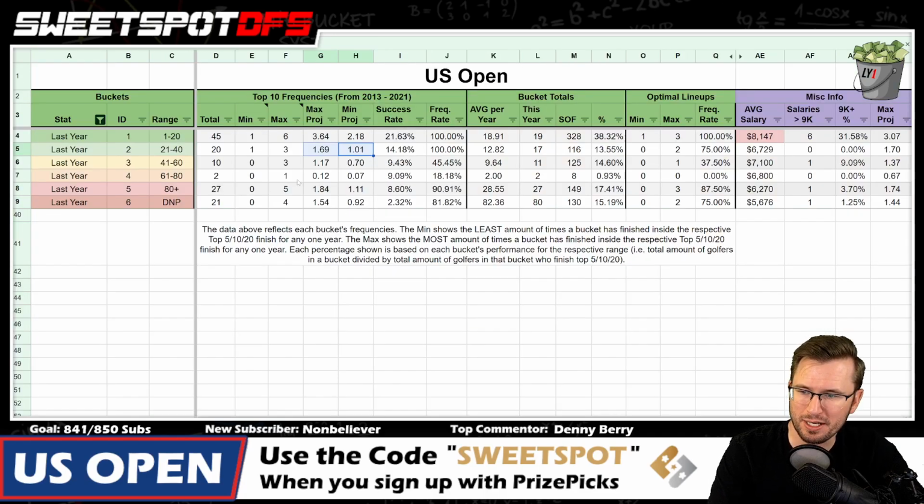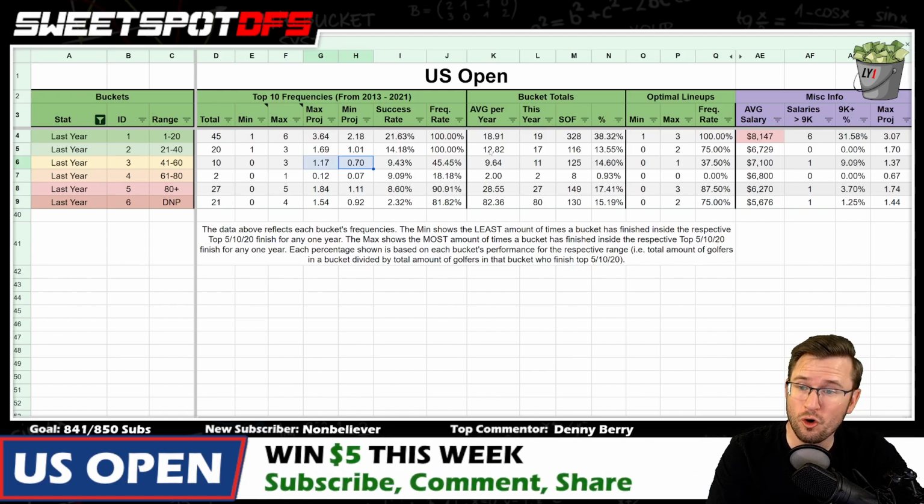The next bucket is the one that Scotty Scheffler is in. It is the last year 3 bucket. Now, historically, this bucket doesn't perform that well. We normally see around 9.64 golfers. We do have 11. The success rate of this bucket is 9.43.